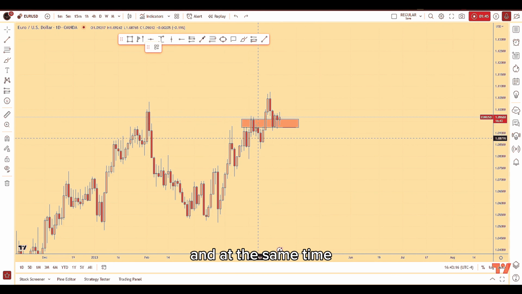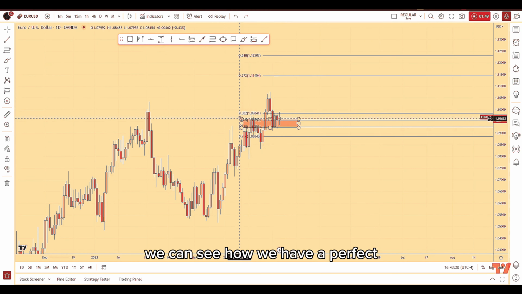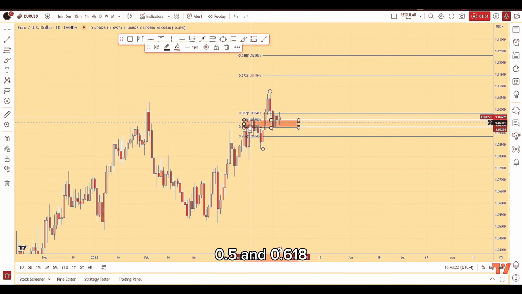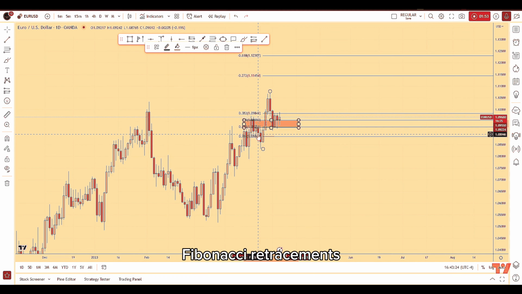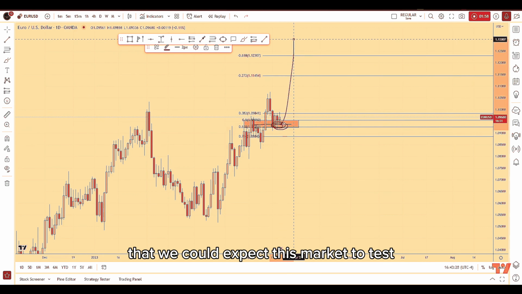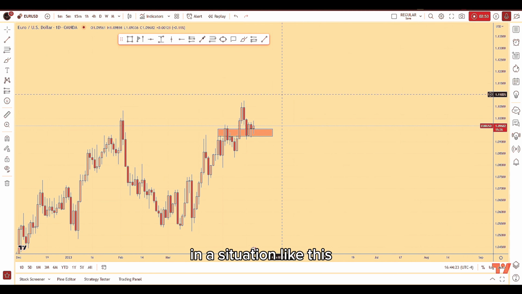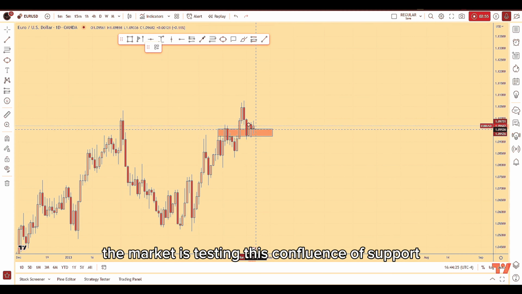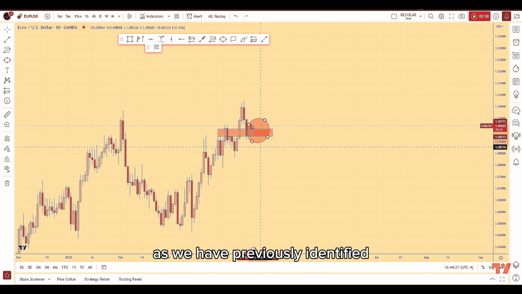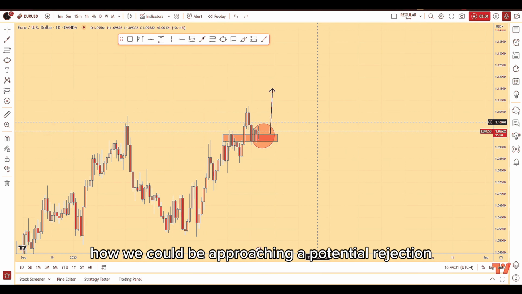And at the same time, if we take our Fibonacci on this impulse, so from the low to the high, we can see how we have a perfect 0.5 and 0.618 Fibonacci retracements lining up at this area that we could expect this market to test and then to potentially reject to the upside. So in a situation like this, considering that at the moment the market is testing this confluence of support as we have previously identified, we could be approaching a potential rejection to the upside.